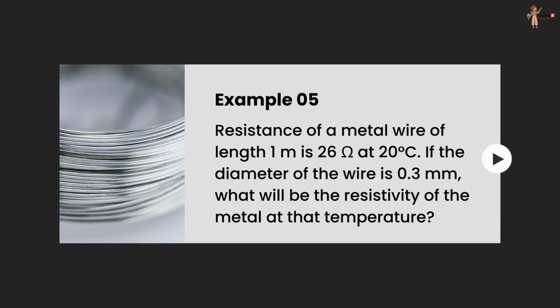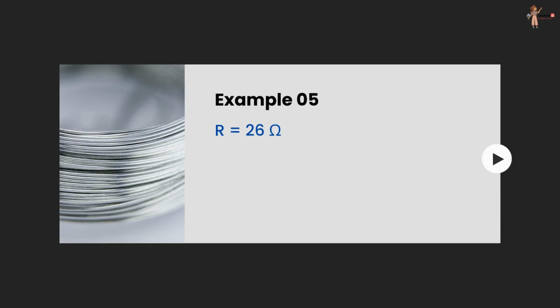Resistance of a metal wire of length 1 meter is 26 ohms at 20 degrees Celsius. If the diameter of the wire is 0.3 millimeter, what will be the resistivity of the metal at that temperature? We are given the resistance as 26 ohms. The diameter is 0.3 millimeter.